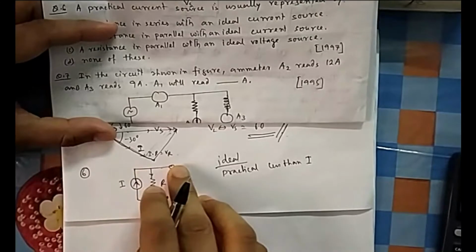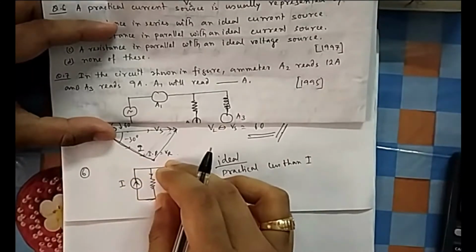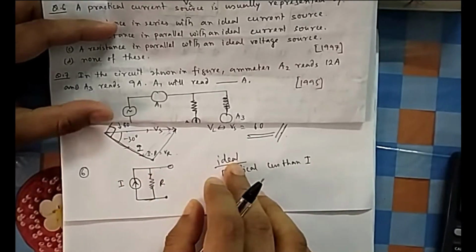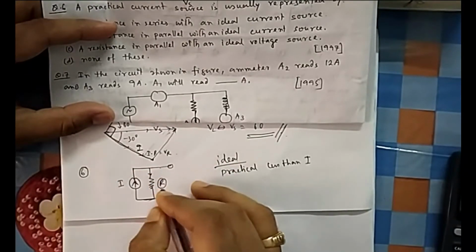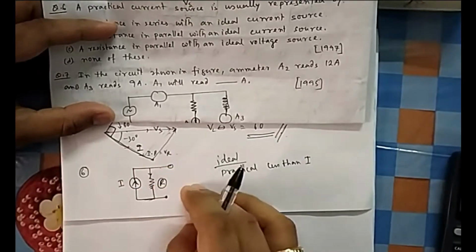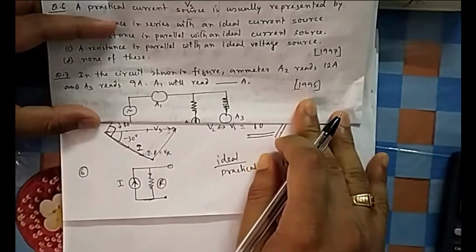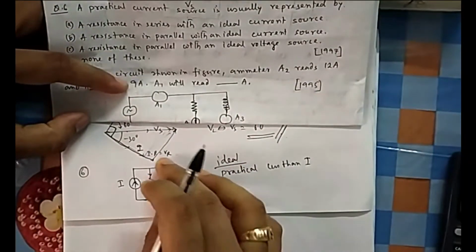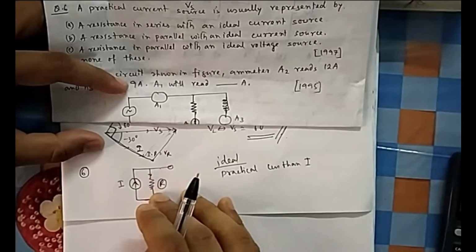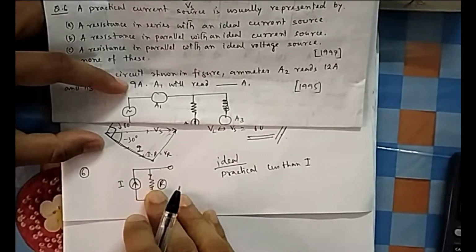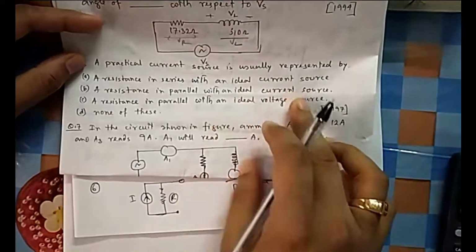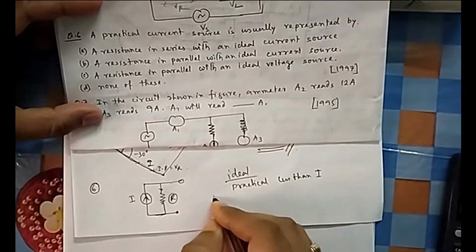So you will not get the full current; you will get the current, but some of it will pass through this resistance, and this resistance is obviously of high value, because if it is low value then all the current will pass through and you will get nothing. But because it is a current source, it is supposed to give current, so it will have an internal resistance R in parallel, but the value will be very high. So the answer will be a resistance in parallel with an ideal current source, that is your B.